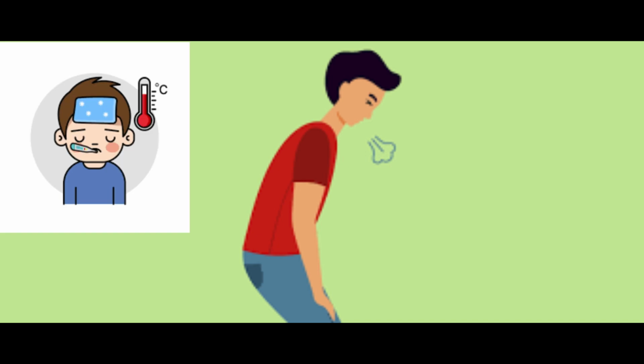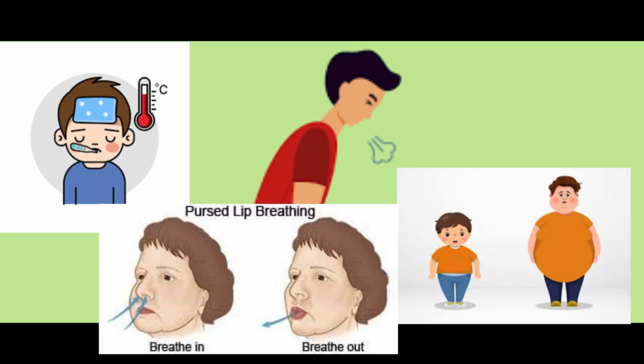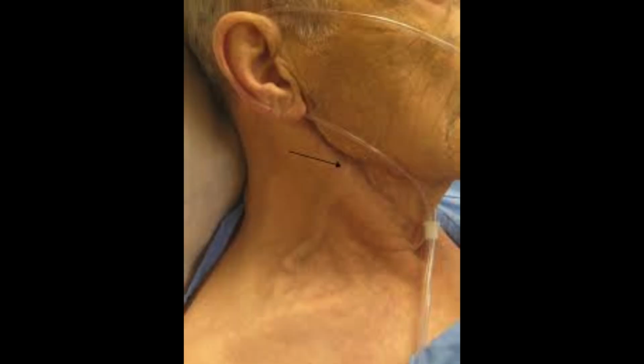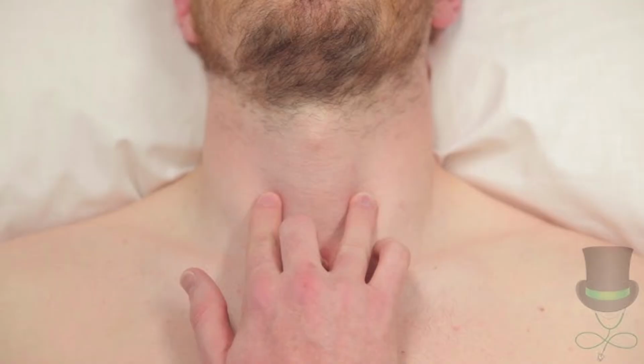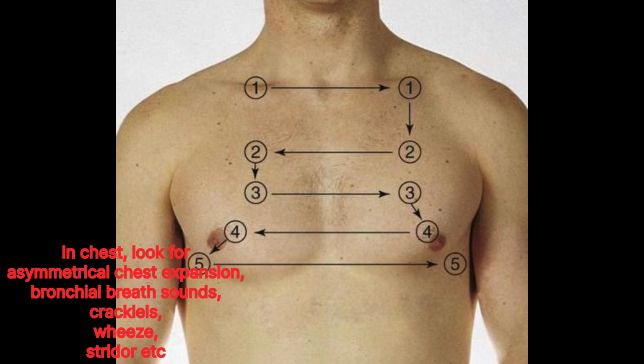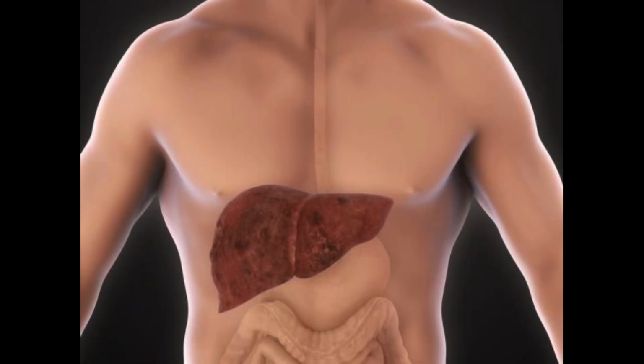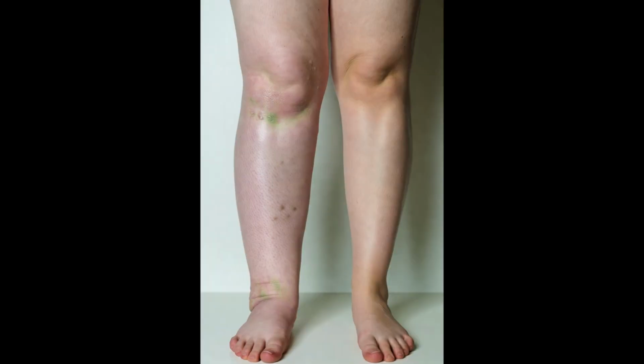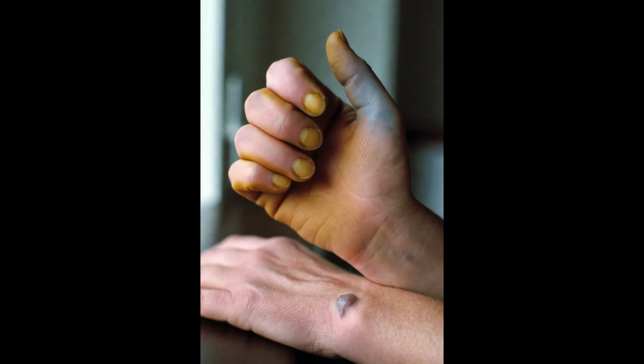dyspnea, fever, obesity and pursed lip breathing. In the neck, check for jugular venous distension, lymphadenopathy and tracheal deviation. In the chest, look for asymmetrical chest expansion, bronchial breath sounds, crackles, wheeze, stridor, etc. In the abdomen, look for hepatomegaly. In the lower extremities, look for edema, peripheral cyanosis, and unilateral swelling. In the upper extremities, look for digital clubbing, peripheral cyanosis, tobacco staining, and tumor.